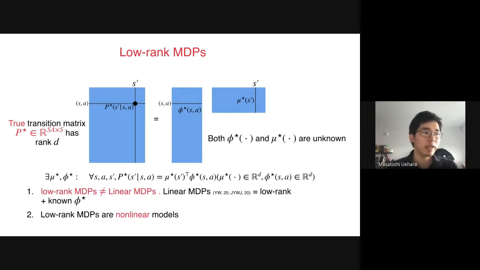And low-rank MDPs are really non-linear models. When we use linear MDPs or Gaussian processes, people say Gaussian processes are non-linear, but theory-wise, they are linear in some infinite-dimensional feature, and we know that feature. But here, since we don't know the features, the model itself is non-linear. That's why this model is very challenging.